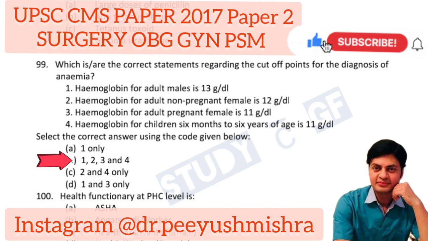Which are the correct statements regarding the cutoff points for the diagnosis of anemia? All four are correct. Hemoglobin for adult male is 13 gram per deciliter. Adult non-pregnant female is 12 gram per deciliter. Adult pregnant female is 11 gram per deciliter. Children 6 months to 6 years of age is 11 gram per deciliter.